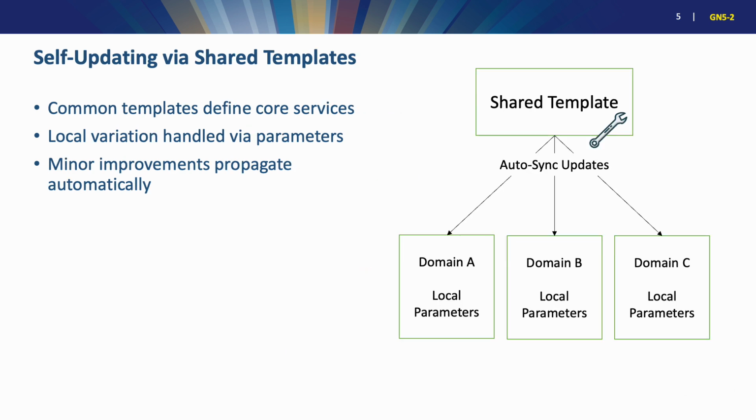Templates are central to making this model work. Instead of defining the same service separately in each domain, the service is defined once as a shared template. Domains then use this common definition while applying their own parameters such as language or access controls. When the template is improved, for example, through better logging or tighter security, that change automatically flows to all domains that reference it. Local changes are kept intact, but the shared design stays the same across all domains.